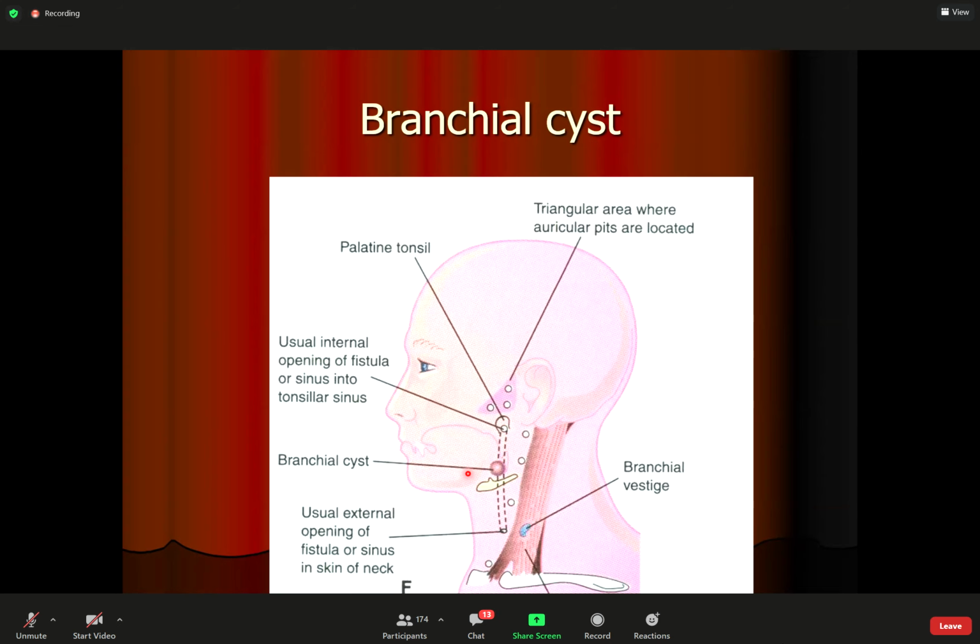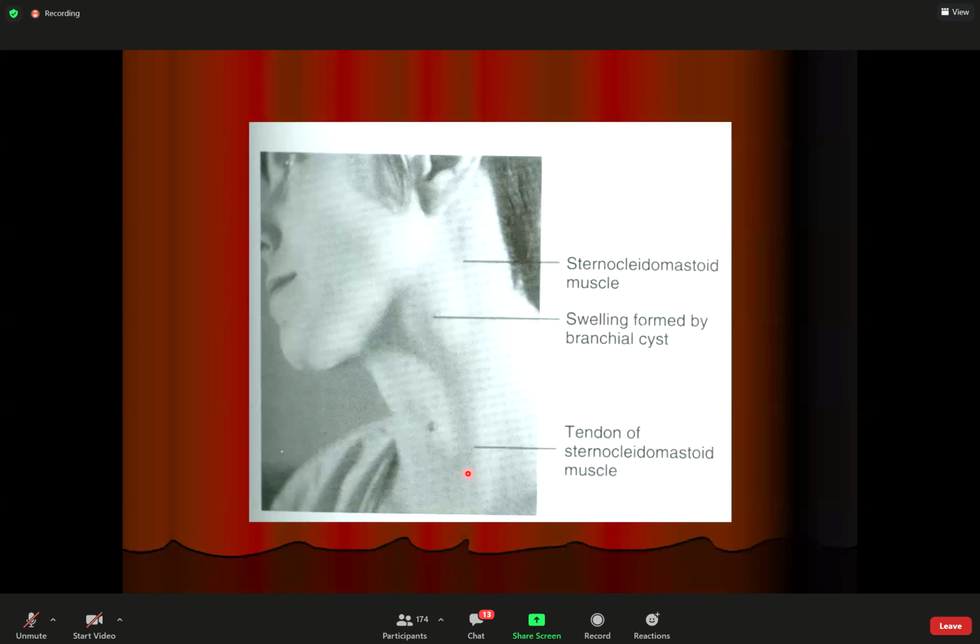Why the fluid is there? It is connected to the second pharyngeal pouch. It's very close. So any problem with the pharyngeal pouch, second pharyngeal pouch, could be related to the swelling in the neck because it's very close, very approximate figure. Very good. And that's exactly showing over here.